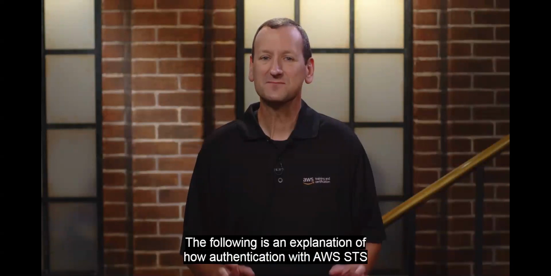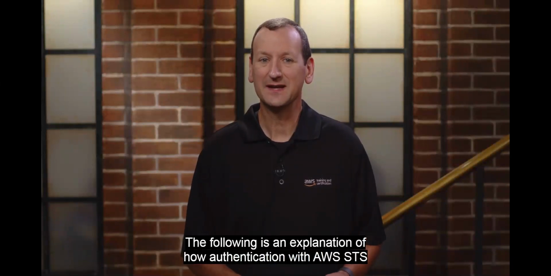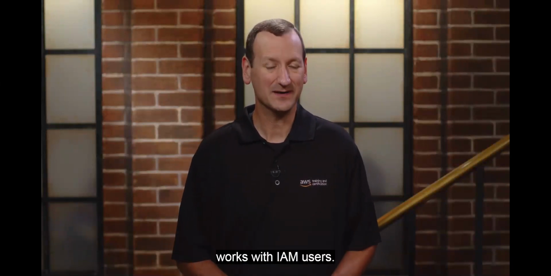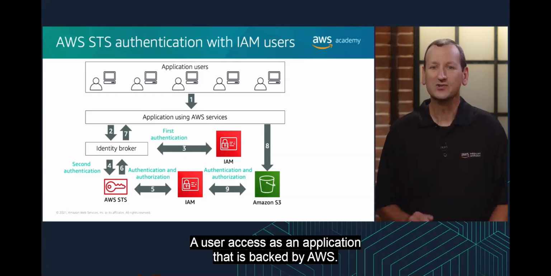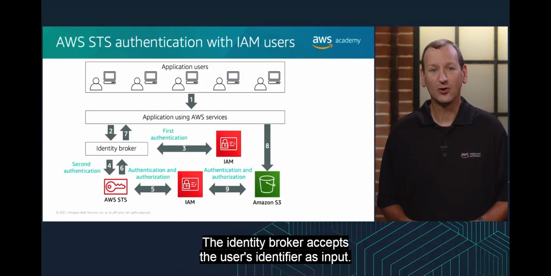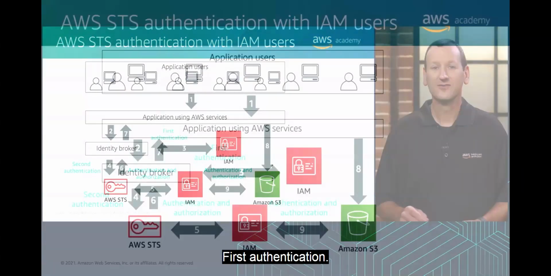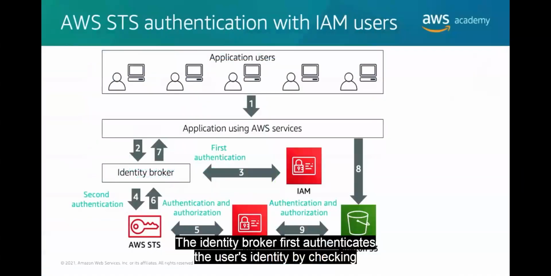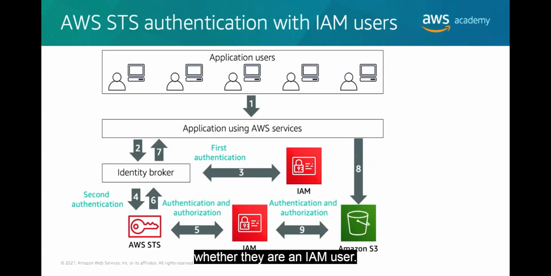The following is an explanation of how authentication with AWS STS works with IAM users. A user accesses an application that is backed by AWS. The application calls an identity broker. The identity broker accepts a user's identifier as input. First, authentication. The identity broker first authenticates the user's identity by checking whether they are an IAM user.